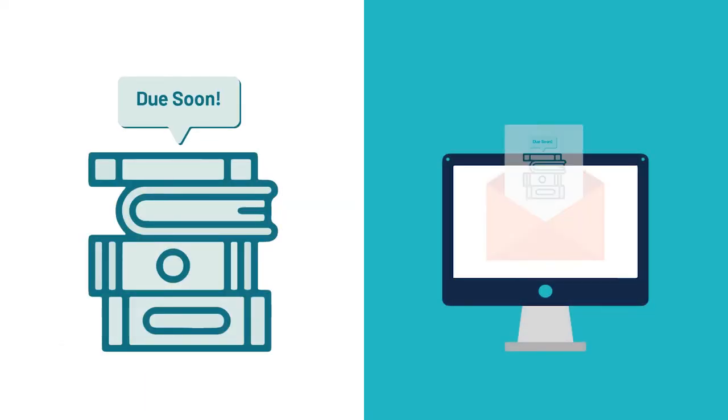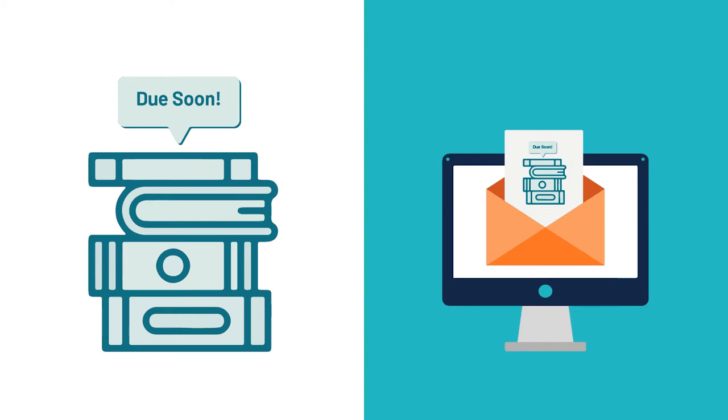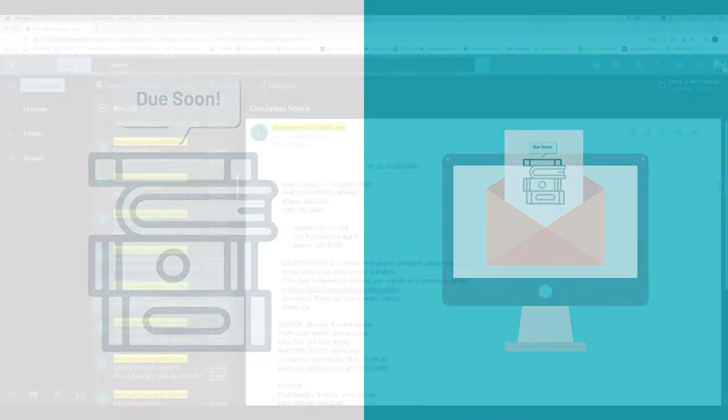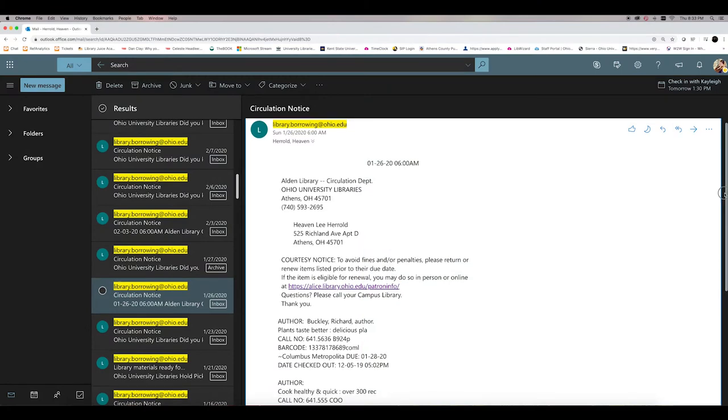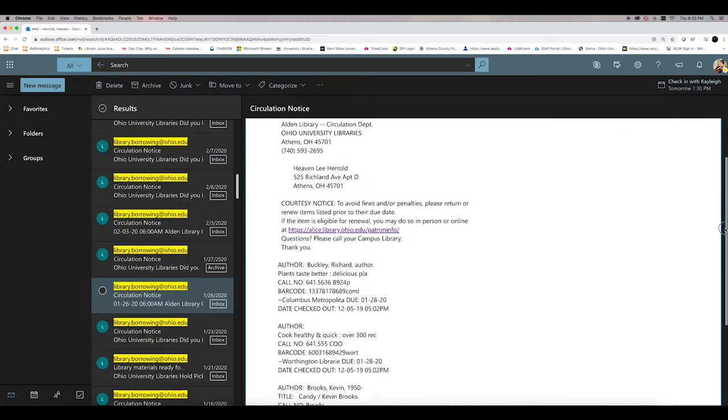When you have materials checked out and it gets close to their due date, you will receive an email from the library reminding you to return or renew your items. It'll look something like this. This example is a notice for an OhioLINK book that I've recently checked out.